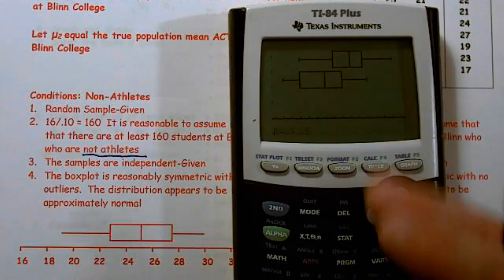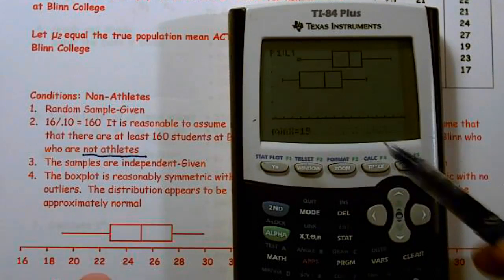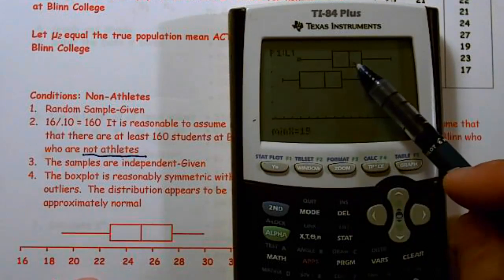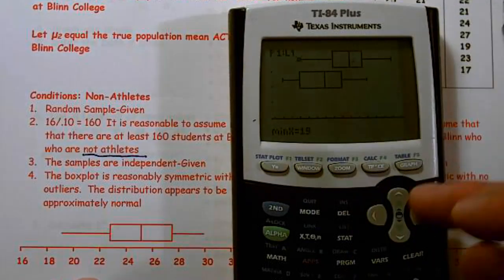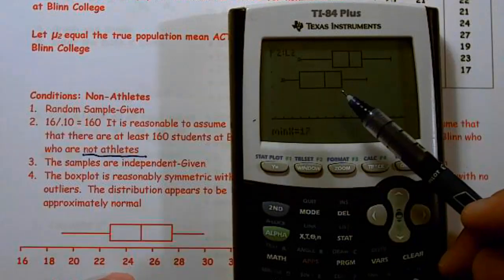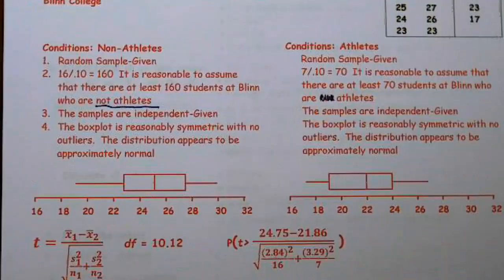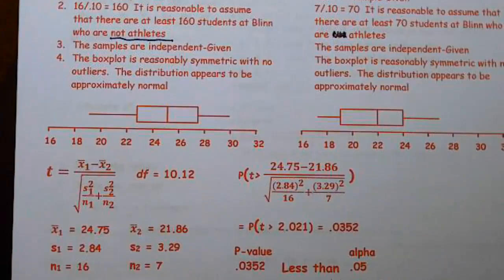I go to the trace feature, and it gives me my lower value is 19. And by the way, the top one is the one in L1. Just notice how it says L1, and this one is in L2. And so I can go ahead and draw those individual box plots. All right, and I need to draw them on separate scales.